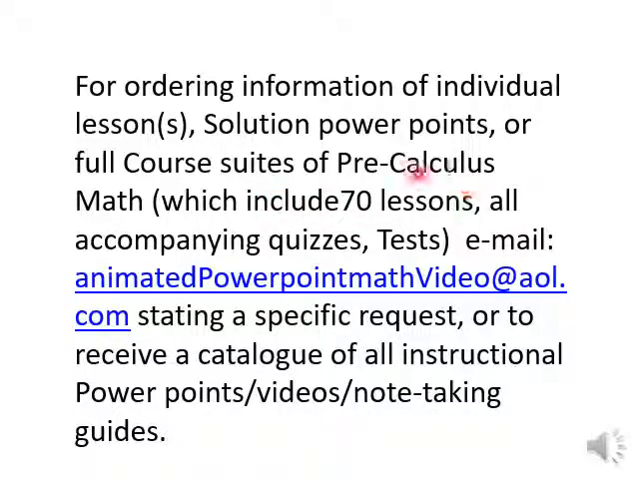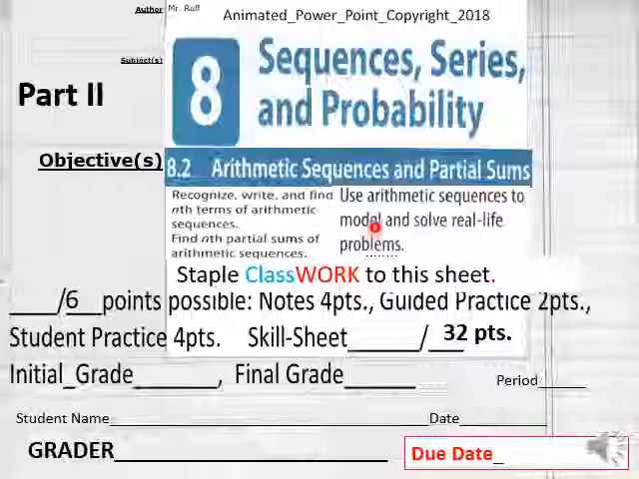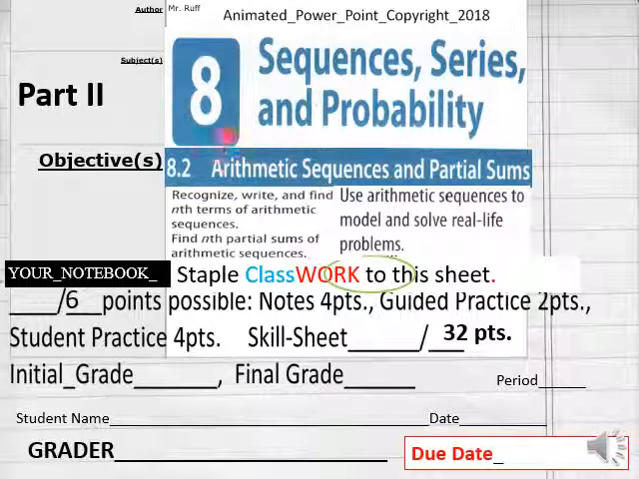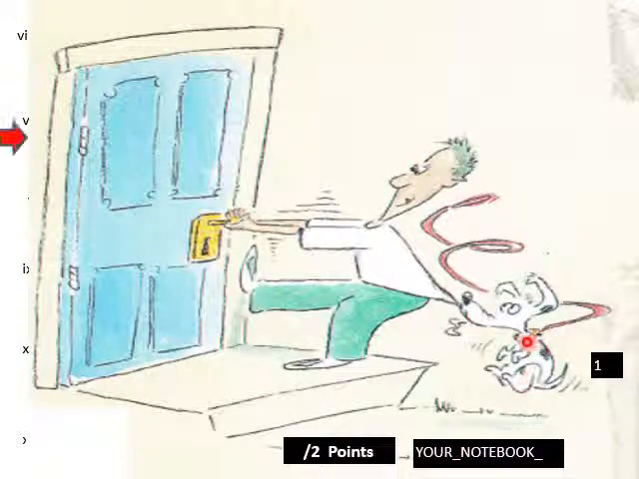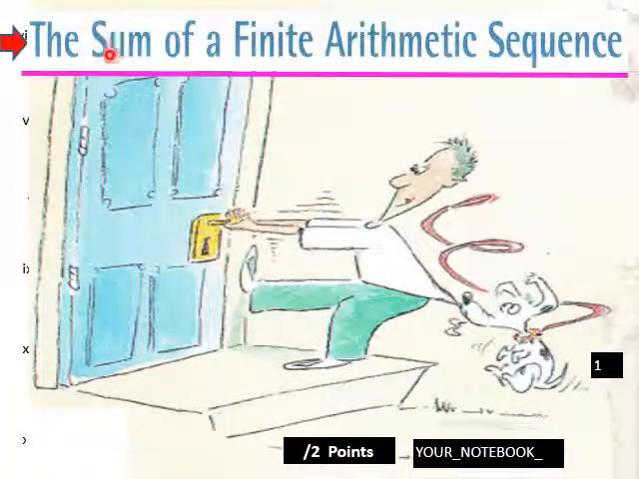Hello everybody, getting ready to do lesson 8.2 part 2 classwork for pre-calculus math today. And 8.2 part 2 here, you've got 6 points that go into your notebook and 32 points that will go into your classwork sheet. Students, put your name, date, period. Homeschoolers, online students, put your due date here. Let's go right into it today with a notebook entry here.